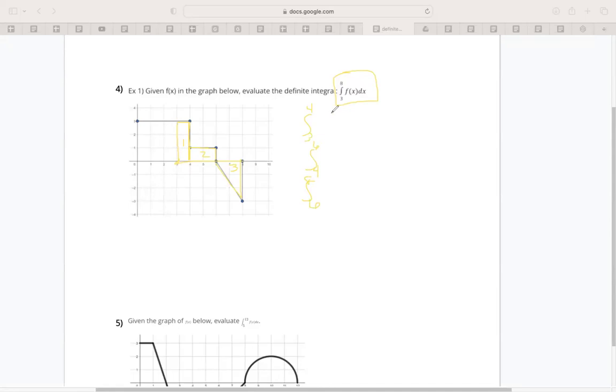Okay, and remember, they're all f of x dx. I'm not going to write that every time. That is what it is each time. And we'll keep going on so we can go a little bit faster.